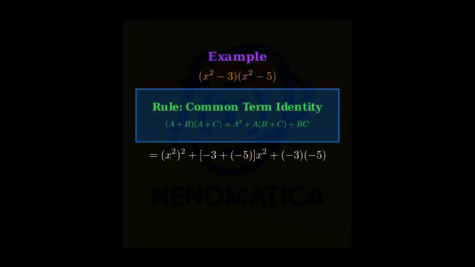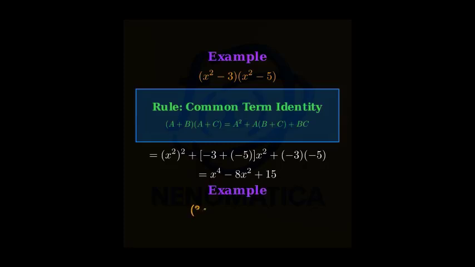Let's simplify this expression. X squared squared is x to the 4th power. The sum of -3 and -5 is -8, and the product of -3 and -5 is +15. So our expanded expression is x to the 4th power minus 8x squared plus 15. Let's move on to our second example.